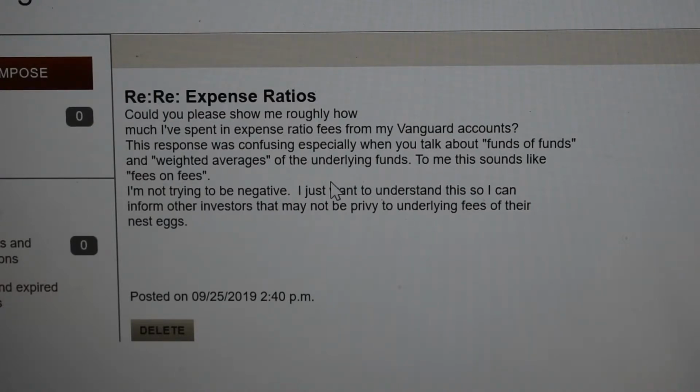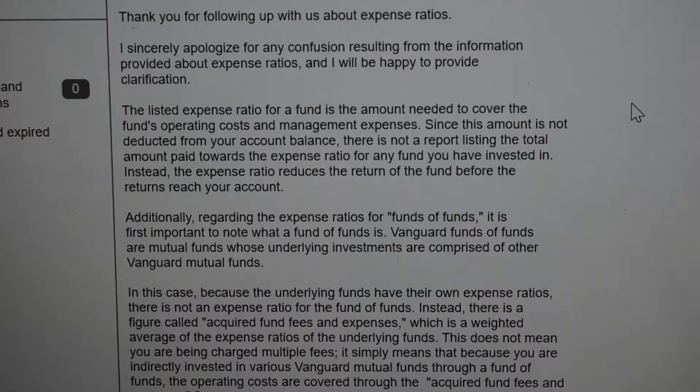Then eventually I was just like, can you just tell me how much I spend on this expense ratio? So I said, could you please show me roughly how much I've spent in expense ratio fees for my Vanguard accounts? This response was confusing, especially when we talk about funds of funds and weighted averages of the underlying funds. To me, this sounds like fees on fees. I'm not trying to be negative. I just want to understand this so I can inform other investors that may not be privy to underlying fees of their nest eggs.